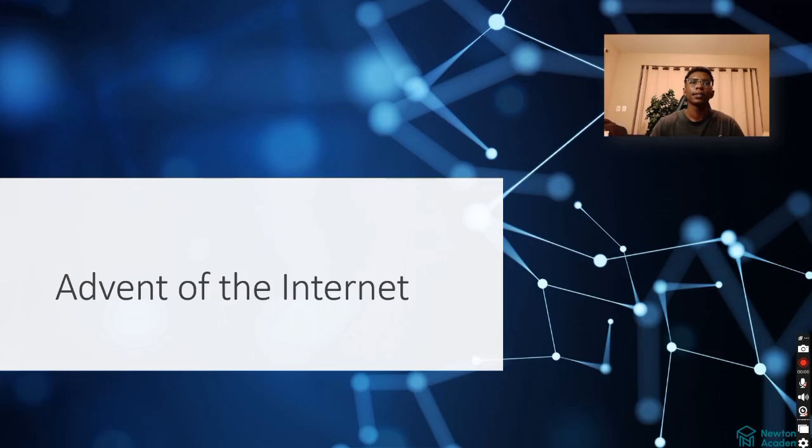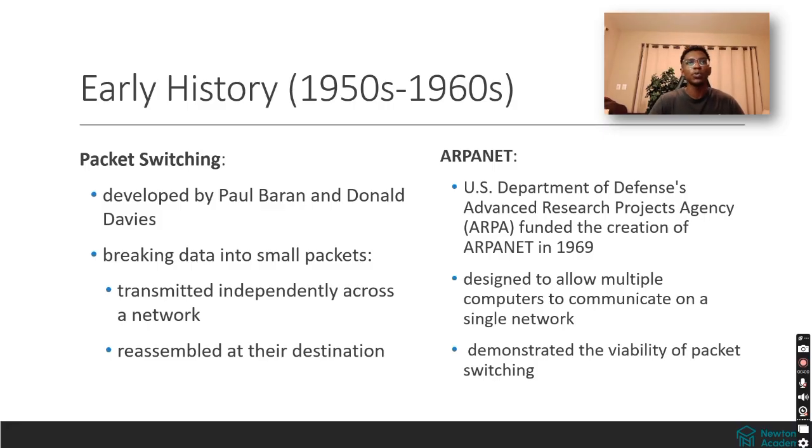Let's now take a look at the brief history of the internet. We have the early history, which spans the 1950s to the 1960s. We have the development of packet switching, which was developed by Paul Baran and Donald Davies. Now, packet switching is a concept in which data is broken apart into small individual packets and then transmitted independently across the network. When they are received at the destination, they are then reassembled in order to make sense of the whole thing.